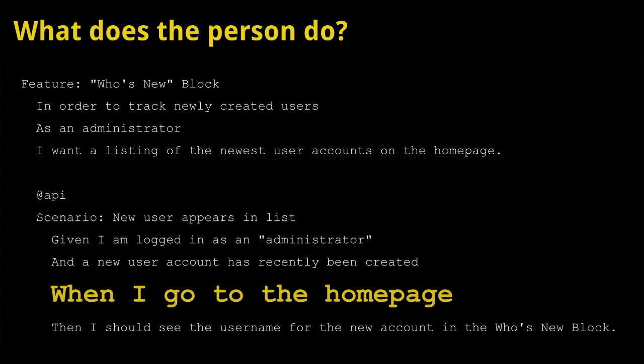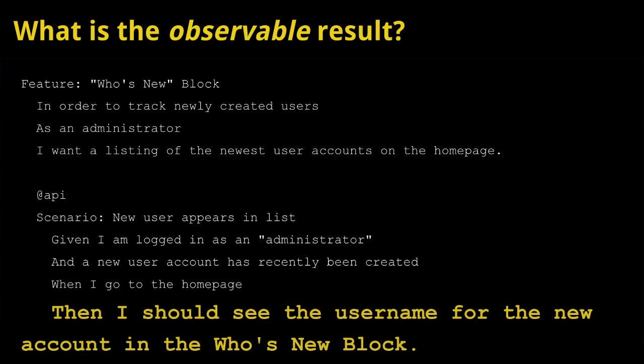In this case, it's a pretty small action. All they're doing is going to the home page, but they may be taking a more complex action. The then portion is the observable result. And observable is really the key word here. An actual administrator for this site should be able to read this scenario and understand what's happening. They should be able to say, oh yeah, I really can see new user accounts in that block.